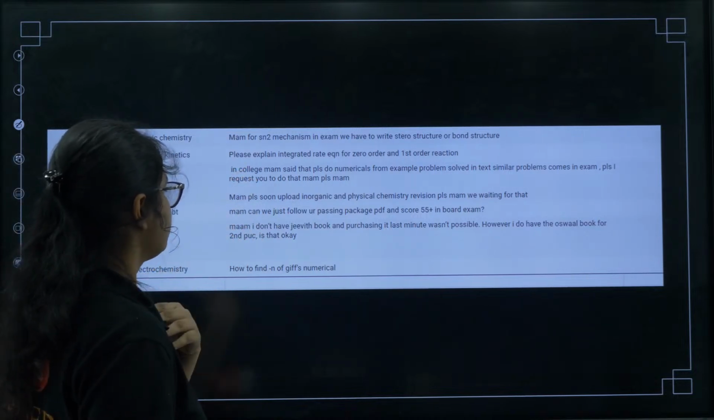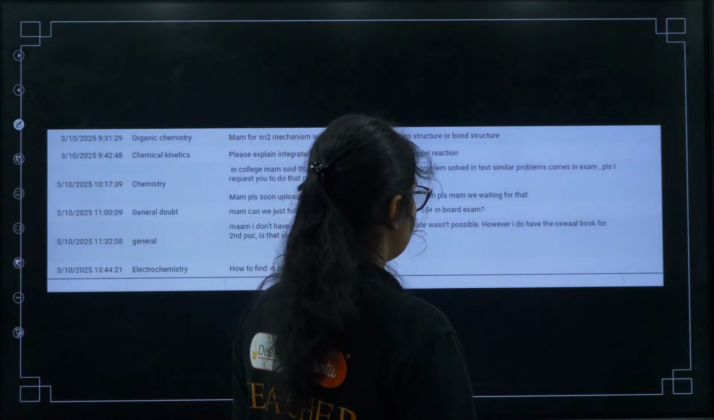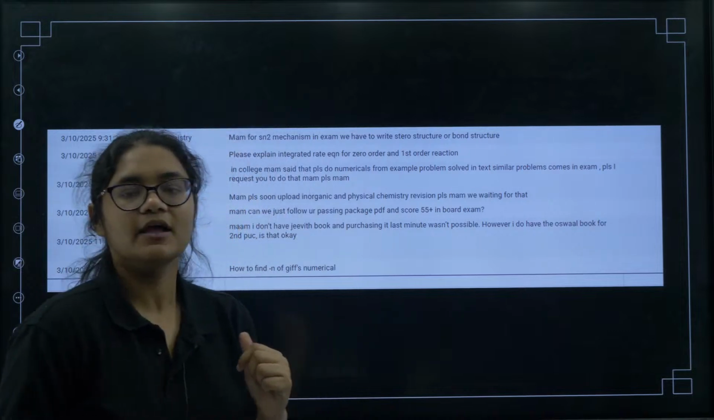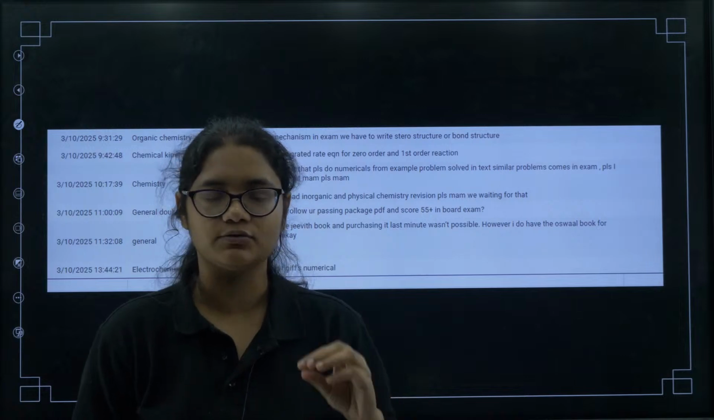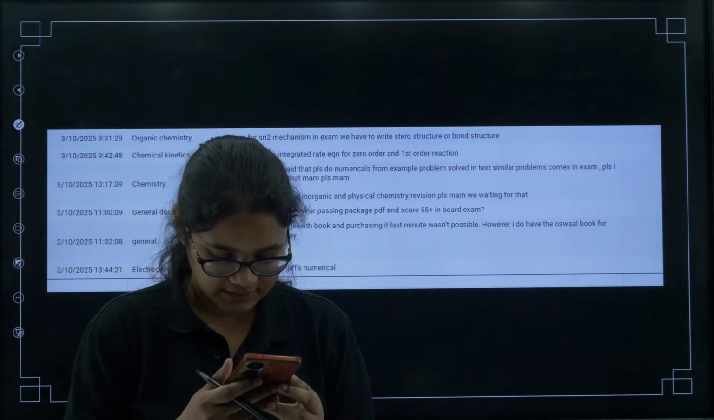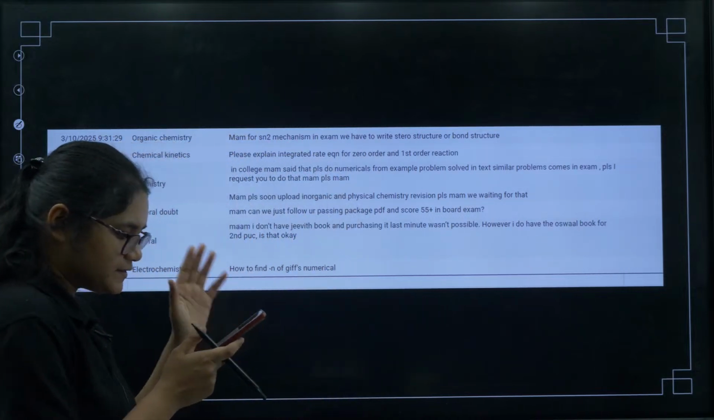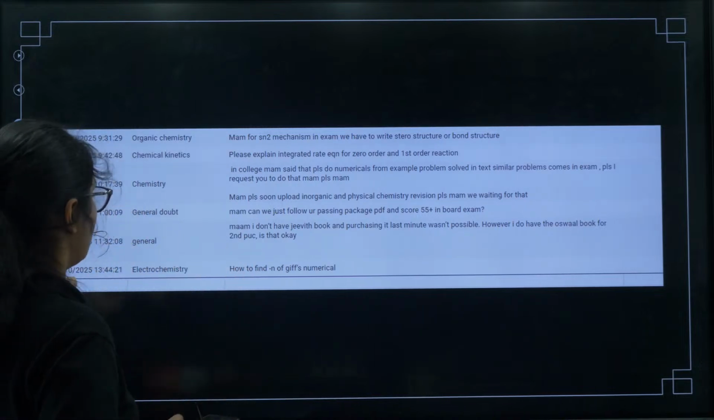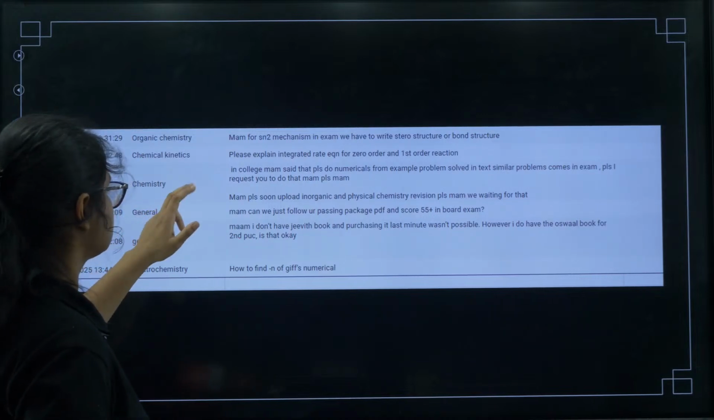Next, in college, ma'am said that please do numericals from solved example problems in the text. Similar problems come in the exam. Please, I request you to do that, ma'am. So students, I have already included a lot of solved examples and in-text questions, so you can definitely watch that. And yes, you must solve the examples of the NCERT book. Very, very important. Students, please wait. I will be taking all your questions. Next we have here kinetics, integrated rate.